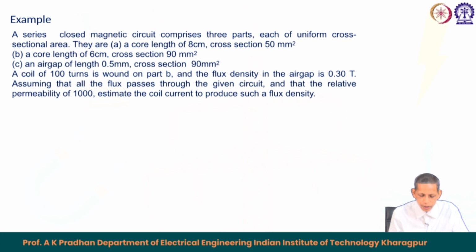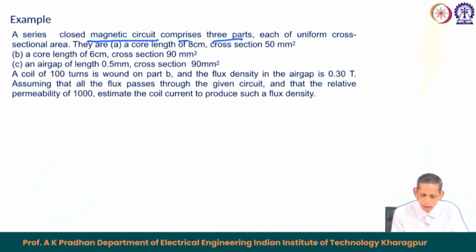Now, another example here, which is a descriptive example, and from it we have to think what the corresponding circuit and the equivalent circuit look like. A series closed magnetic circuit comprises 3 parts, each of uniform cross sectional area: a core length of 8 centimeter, cross section 50 mm square; a core length of 6 centimeter, cross section 90 mm square; and an air gap of length 0.5 mm, cross section 90 mm square.